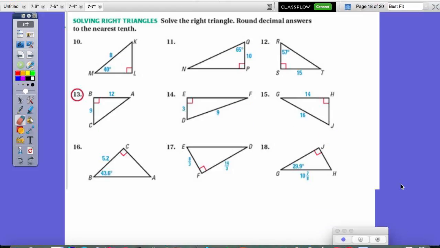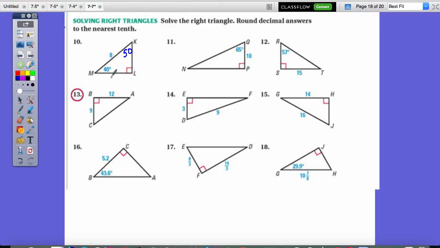So now we're going to go through and solve right triangles. This was your homework. And we'll do each of the problems. You had the evens. So first, looking at problem number 10, they give you a 40-degree angle. So that means the measure of angle K has to be 50. 40 and 50 is 90. 90 plus 90 is 180.